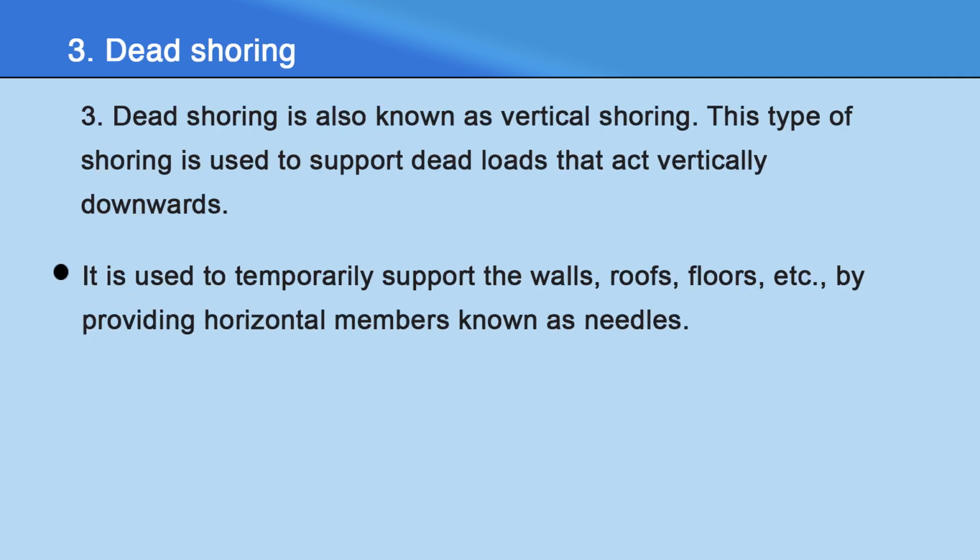Third type, dead shoring. This is also known as vertical shoring. This type of shoring is used to support dead loads that are vertically downward. It is used for temporary support of a wall, roof, floor, etc. by providing horizontal members known as needles.